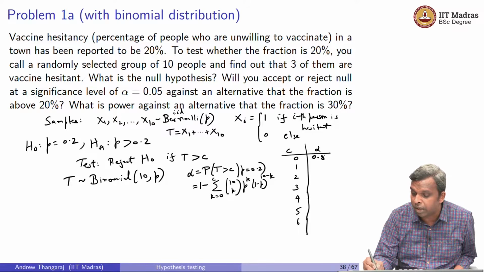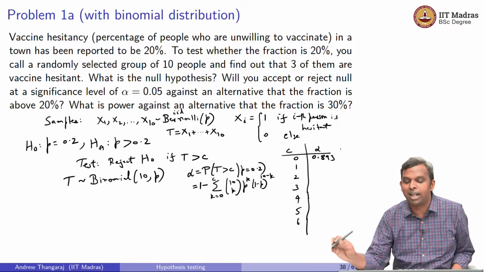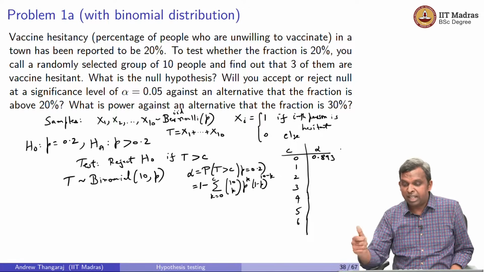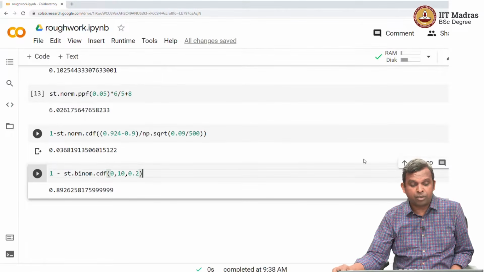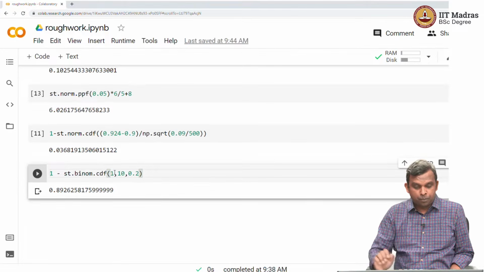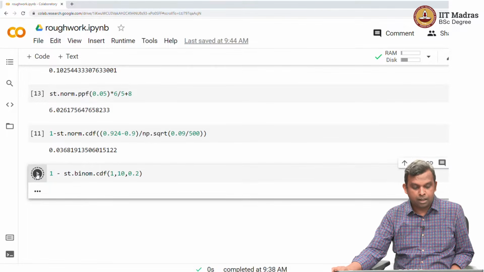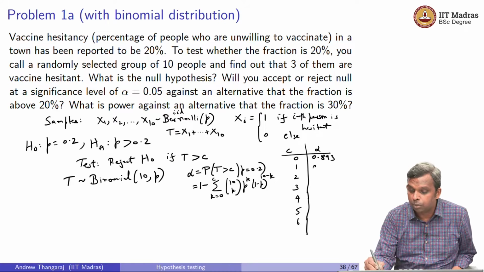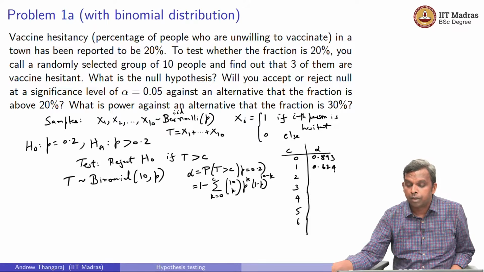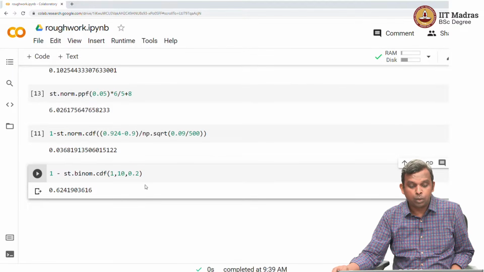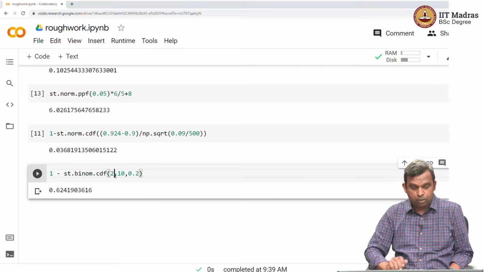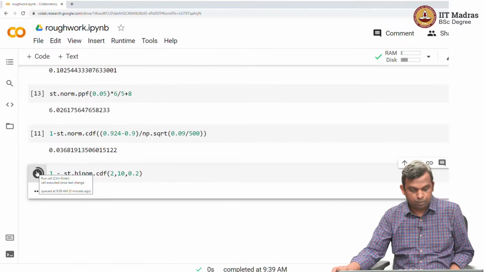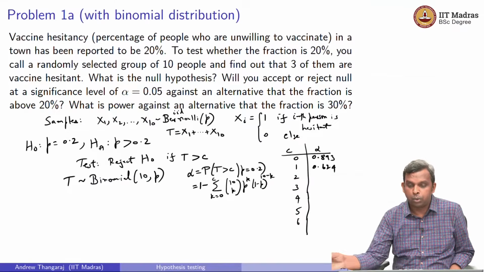Look at the way in which this works. So alpha comes out to be 0.893. And as I keep varying c, I'm going to get different values for this. So maybe I want to do 1. If you run this, you're going to get 0.624. Just quickly fill this out, 0.624. And then 2, 0.322.